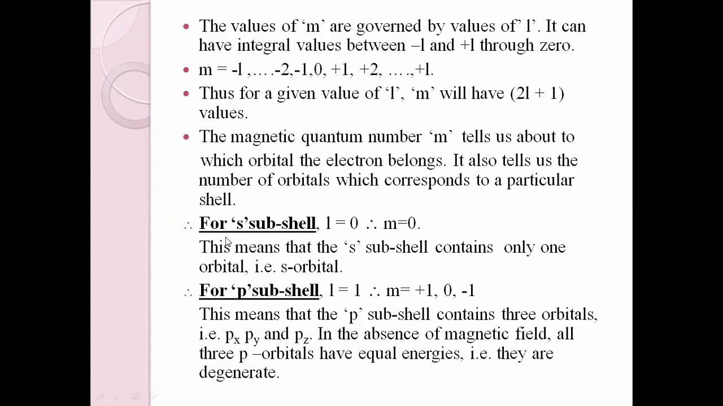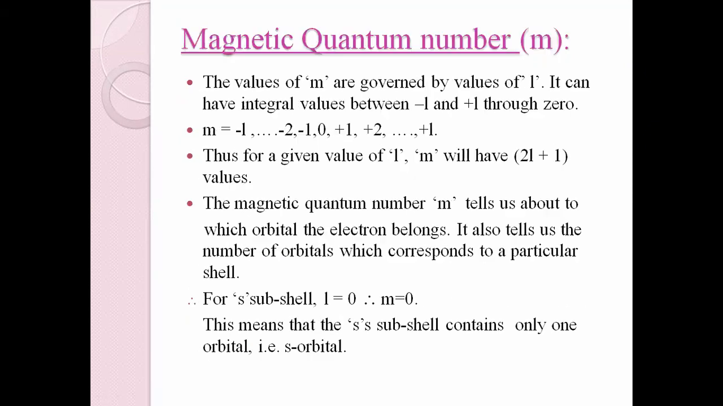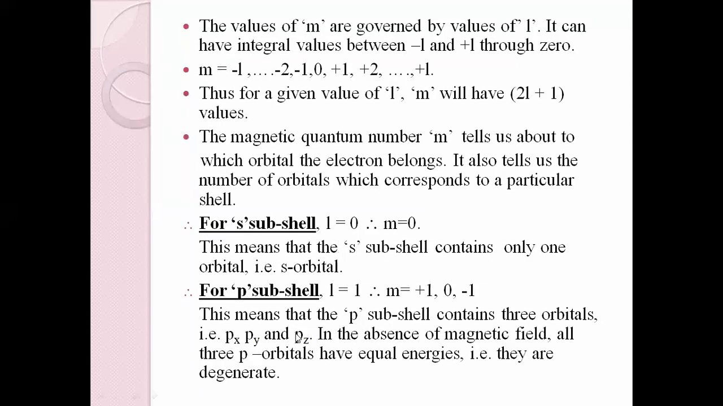Done? Ma'am, this one is 2l+1, no? In the third point. Which one are you asking? Thus for a given value of l, that l. That one only. The l looks like 1 in writing. Then write down examples for the s subshell and p subshell. Similarly, we will see for d and f also.